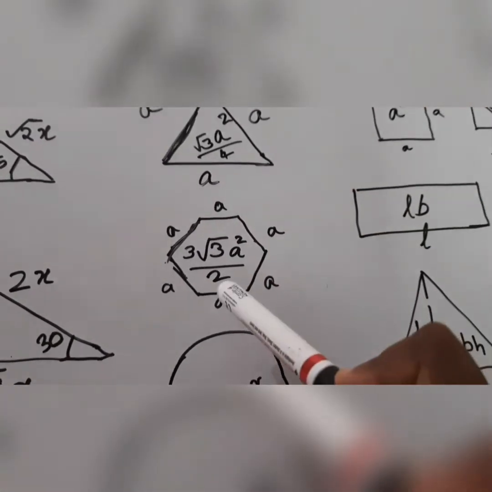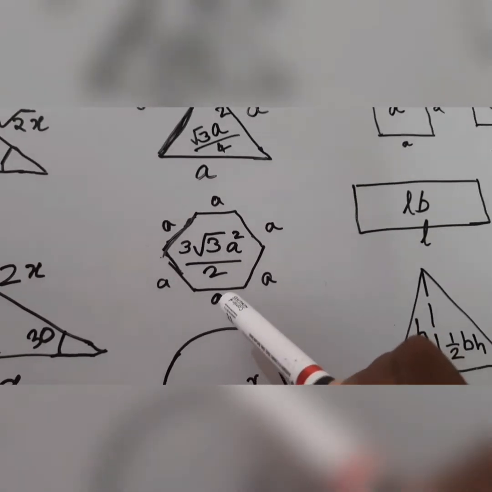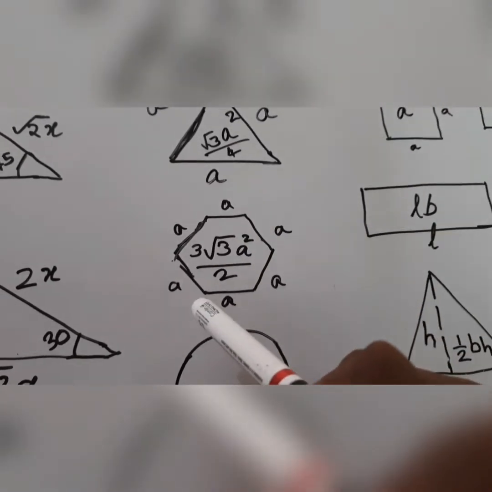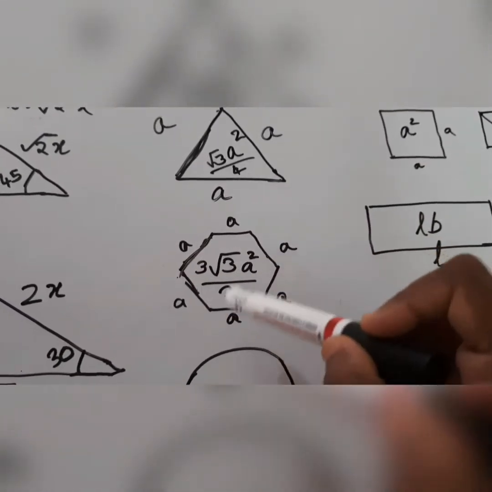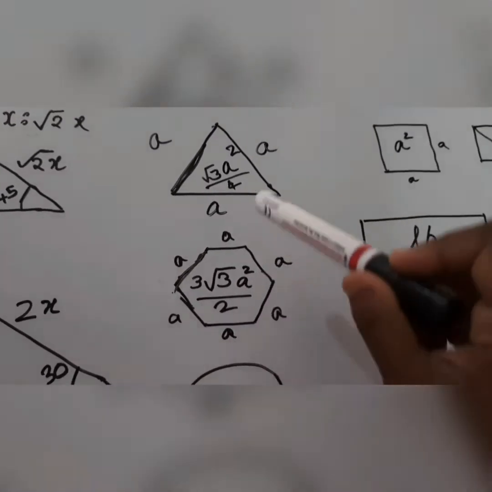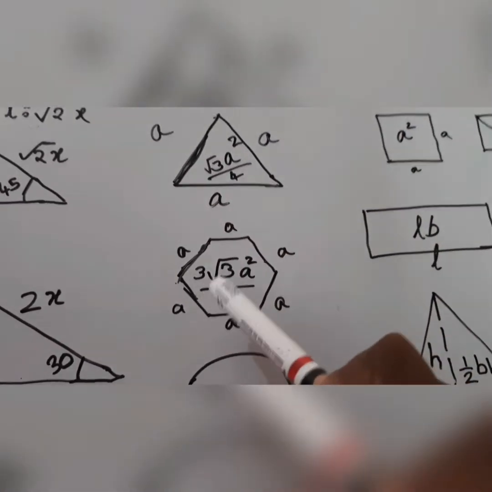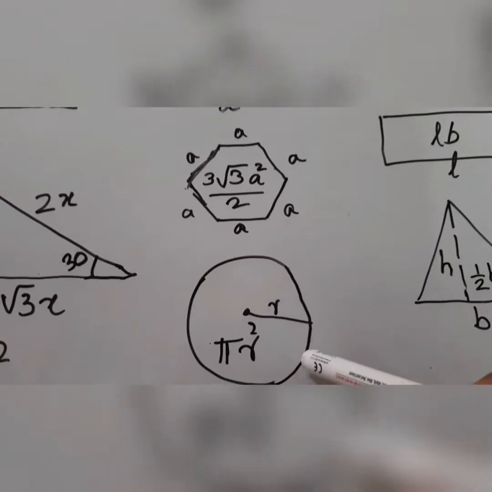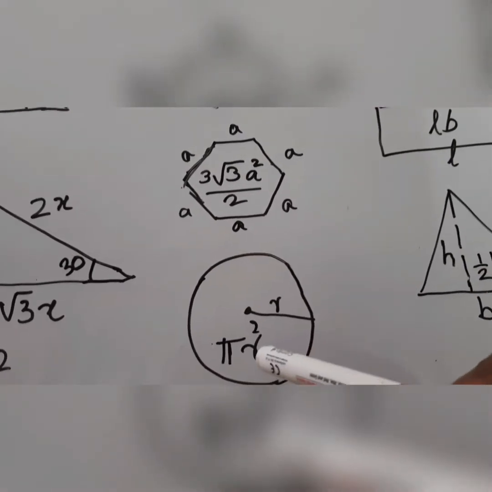Now this is a regular hexagon. So we will get 6 times. If we divide this into 6 equal angles, we get 6 equilateral triangles. So we multiply this area by 6, and you will get 3 root 3 A square by 2. Now this is a circle. For the circle, we know the area is pi r square.